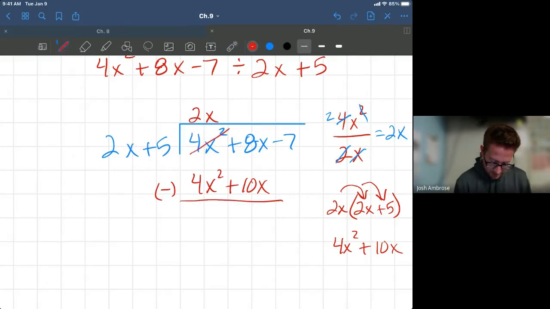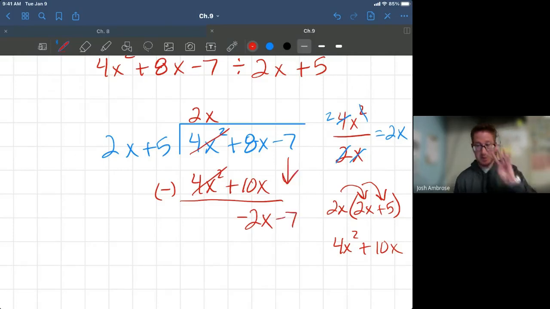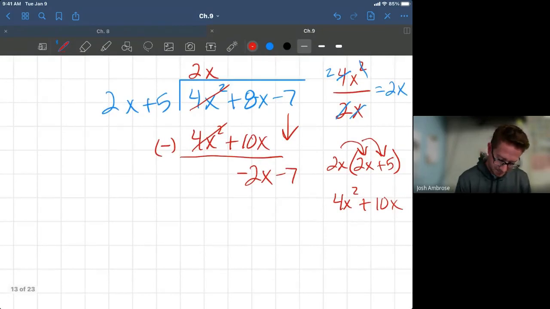These guys are the same. They cross each other out. Then you're looking at 8 minus 10, which will give you a negative 2x. Bring down that piece, and that was step 4. Get your answer and bring down what's left. Now redo everything. Go back through your steps. Take the first part of our next piece, which is negative 2x.